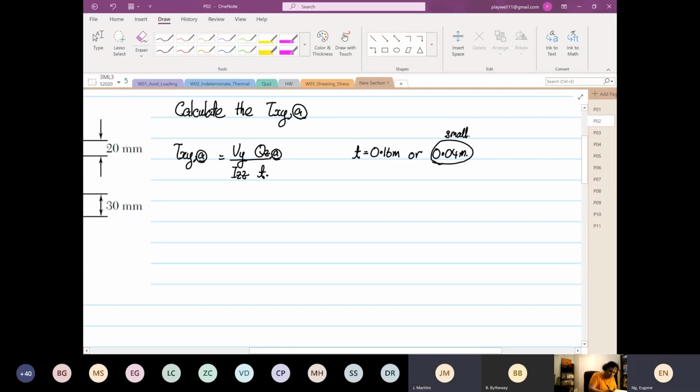So we usually choose the smaller t. Why the smaller t? Such that the shear stress will be greater, will be higher, will be greater, right?